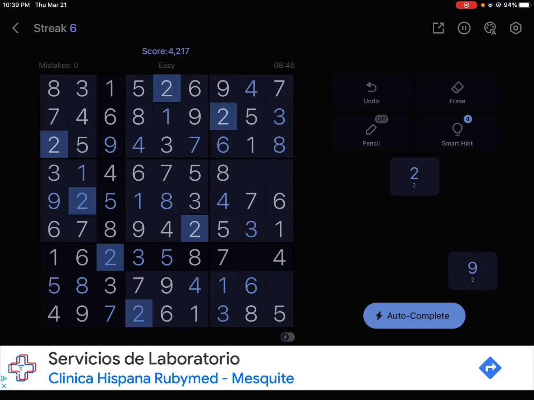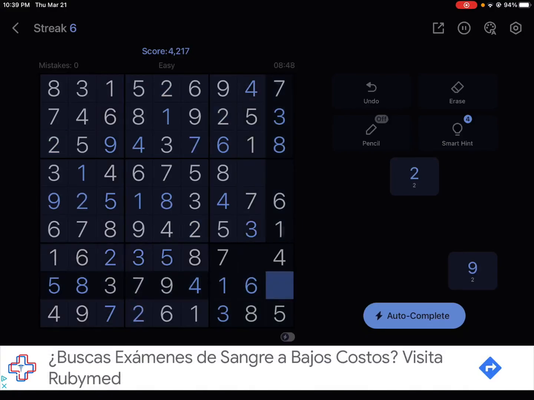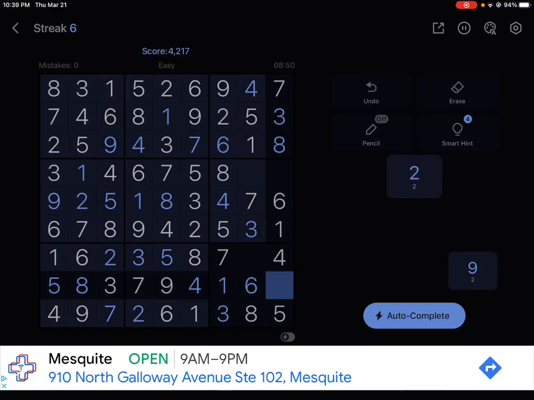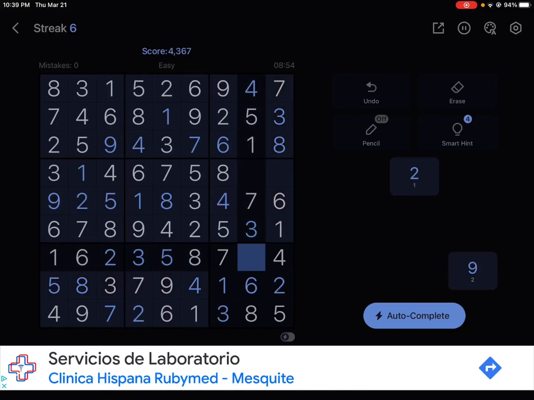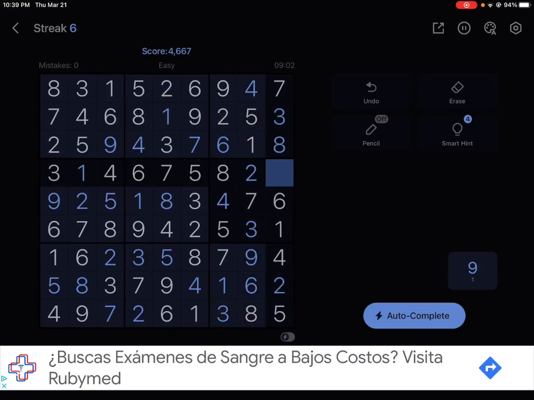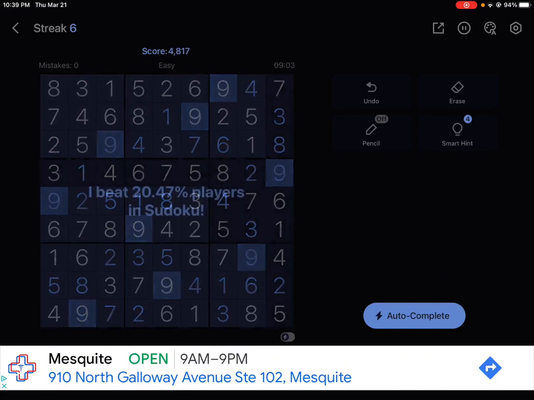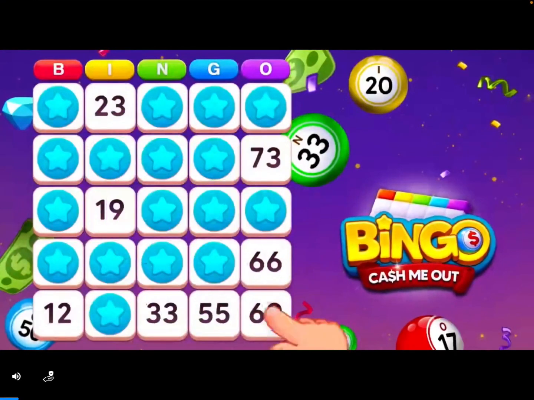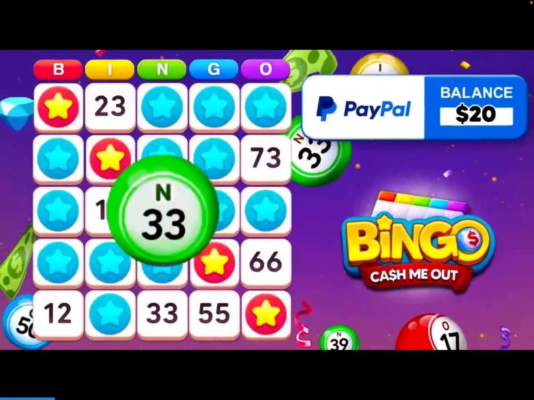And because of that, we're going to have a 2 here, so our 2 for this square is going to be here. And because of that, this number is going to be our 9. And because of that, this square is going to be our 2. And this one is going to be our 9.